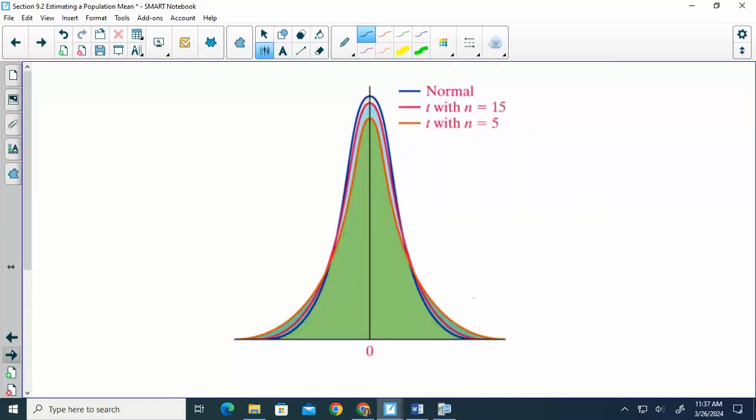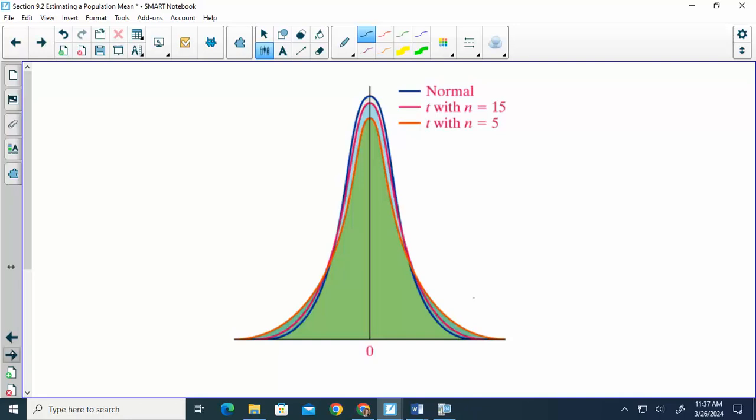This is the shape, and the blue one is showing you the regular normal curve. This pink one is with a sample of 15, and orange is a sample of 5. We can see the orange one is our small sample, and it has less in the middle and more on the ends. As my n gets bigger, it's getting closer to the normal. So they are very, very similar, but slightly different.